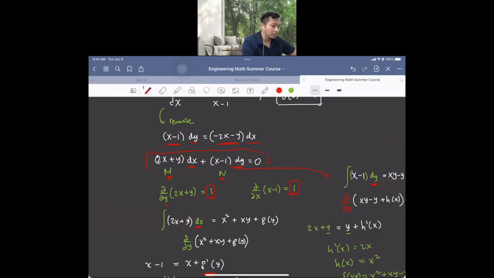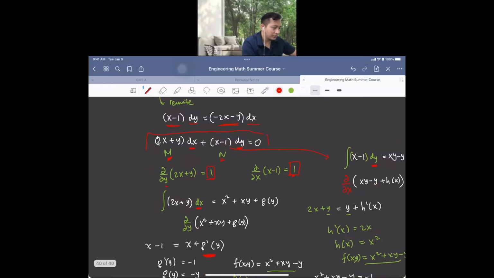So we take the integration. We take the integration of 2x plus y dx, because it has the elements that are in x, right? So we can integrate that. So we have x squared plus xy plus a function of y, that when we differentiate with partial x, it will be just 0. So we have this.